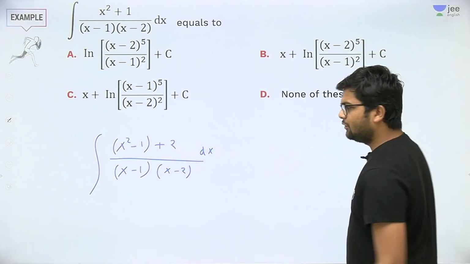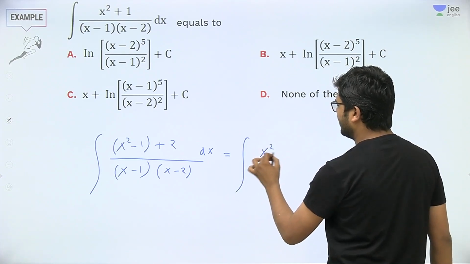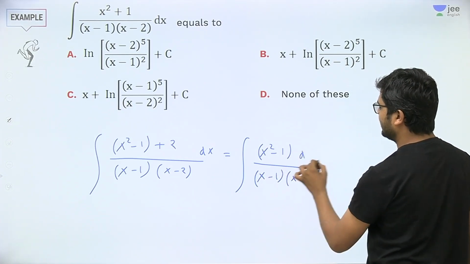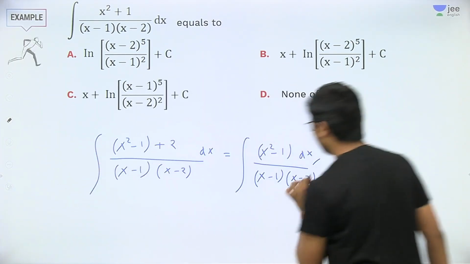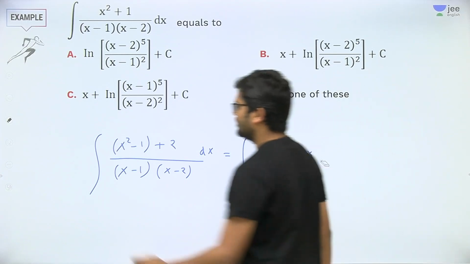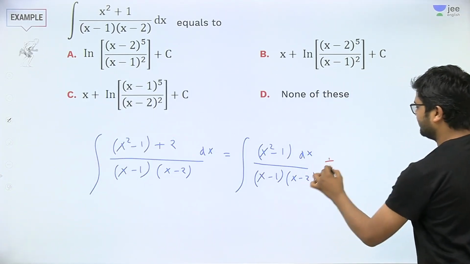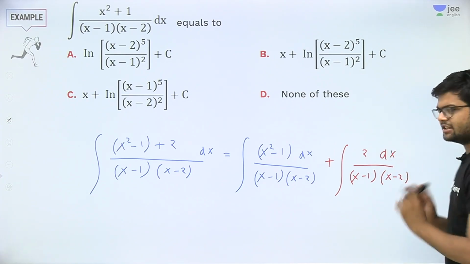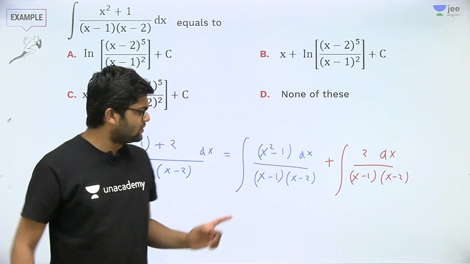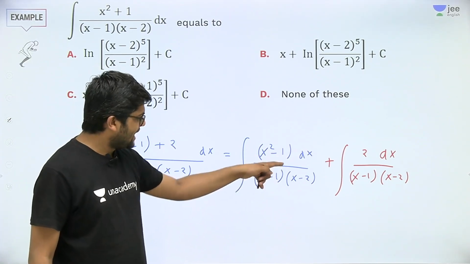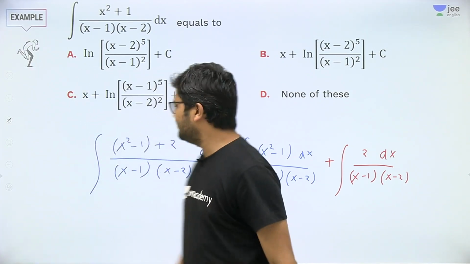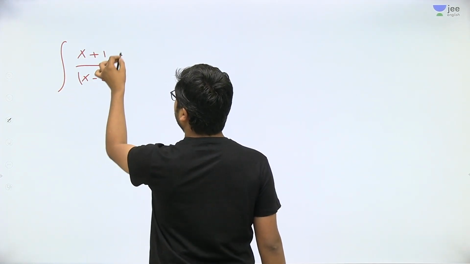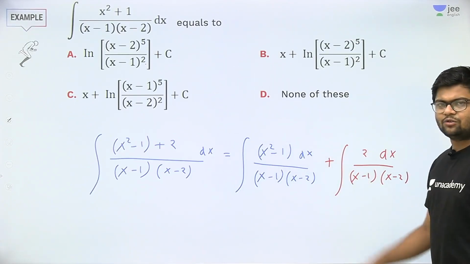Now separate these two things. If you separate it, it will become (x²−1)/((x−1)(x−2)) dx, plus 2/((x−1)(x−2)) dx. That is okay with everyone? This is the simple manipulation that I did to solve this question. Now what will I do? This can be factorized as (x−1)(x+1), and x−1 gets cancelled. After that, the integral will become (x+1)/(x−2) dx, plus, what I did, 2 can be taken out of the integration since it is constant.